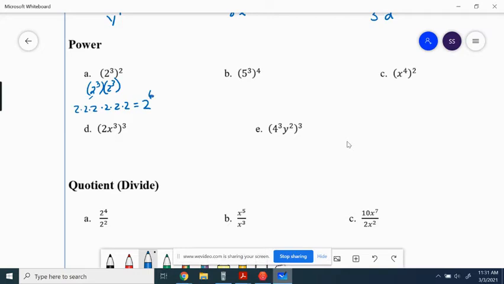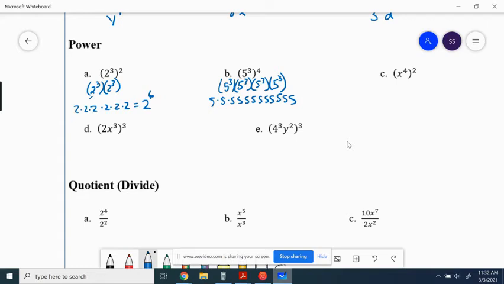All right, B, this one's going to be a lot. So this one is 5 to the third, 4 times, because that's what our exponent tells us. So this is 5 to the third power to the fourth power. So that's what this looks like. And then each one of these is 5 times 5 times 5, 5 times 5 times 5, 5 times 5 times 5, 5, 5, 5.